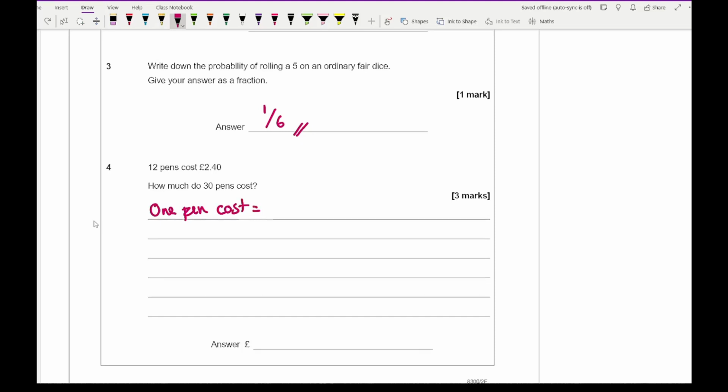And we do that by doing £2.40 divided by 12, and we get an answer of 0.2, which is 20p per pen. We then want to multiply that by 30, so we've got 30 times 0.2. If you want to work in pounds, or you can do 30 times 20, give your answer in pence, but ultimately you should have the correct answer of £6.